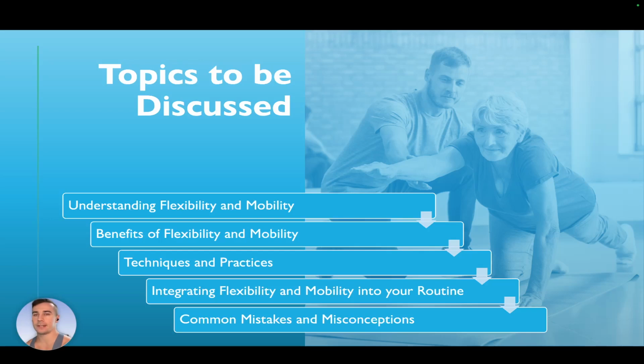There are various things that I'm going to go over when talking about mobility and flexibility. We're going to talk about understanding what flexibility and mobility are, the benefits that come with integrating flexibility and mobility into your workout routine, some techniques and practices, and then common mistakes and misconceptions that come with flexibility and mobility. So that's all of what we're going to be talking about today.